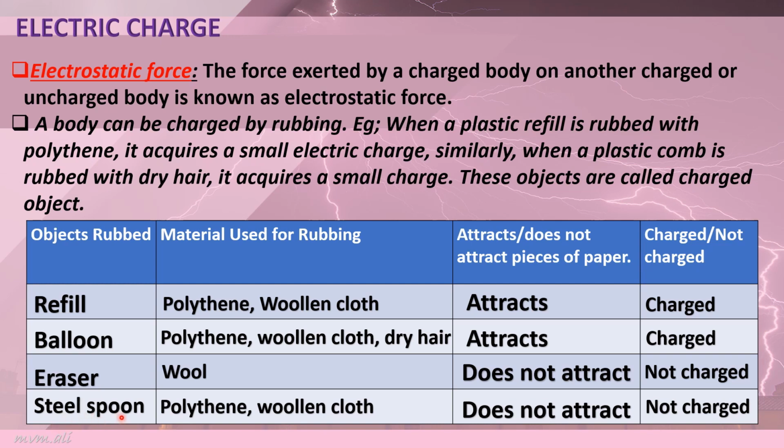Actually, there is a generation of charges on the steel spoon during the rubbing, but the generated charge flows through the steel surface and finally flows through the body to the ground. Because the steel spoon is a metallic object, it is a good conductor of electricity. Therefore, there is no accumulation of charge. Because of that, a piece of paper is not attracted towards the steel spoon.